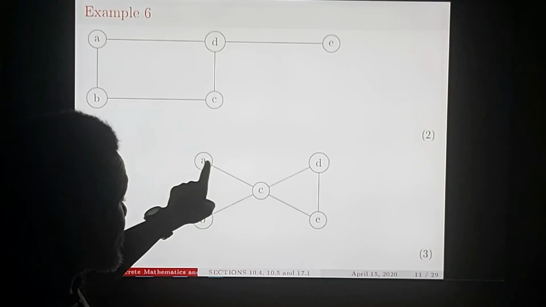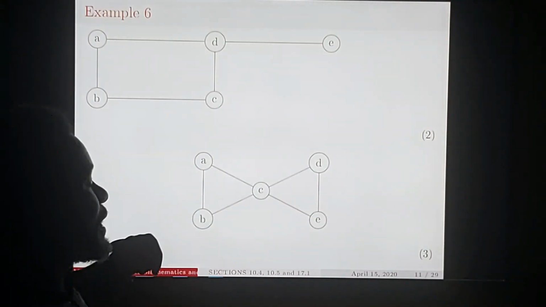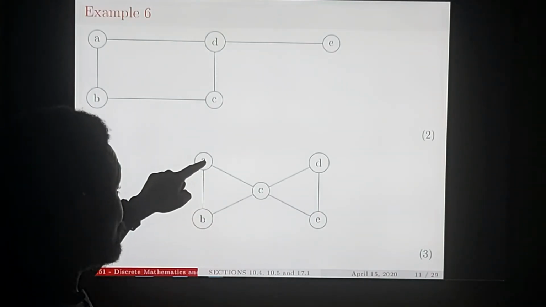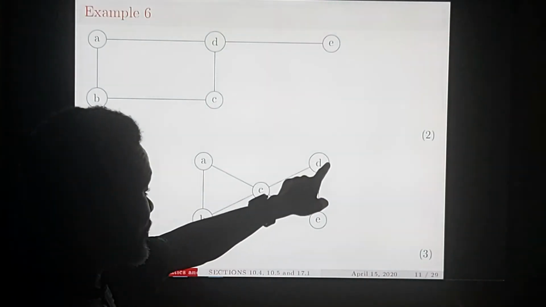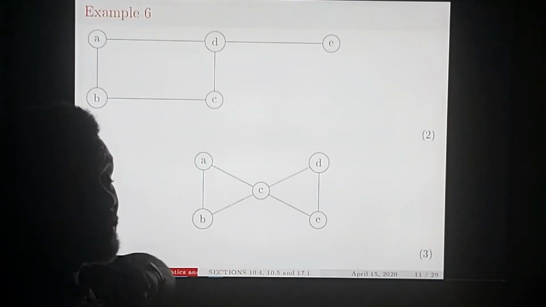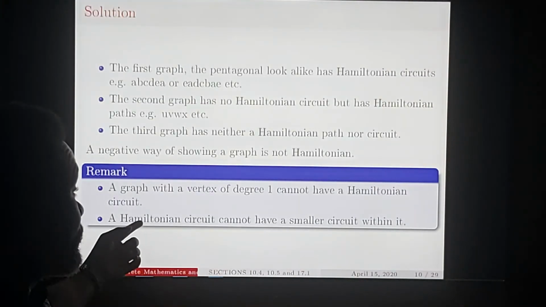And then here you have a smaller circuit and another smaller circuit. So here you cannot have a Hamiltonian circuit because you will have to repeat a vertex. If you start here, you go like this, like that, like that. To go back, because it has to be a circuit, you will have to repeat this. Therefore, this also satisfies this criterion.